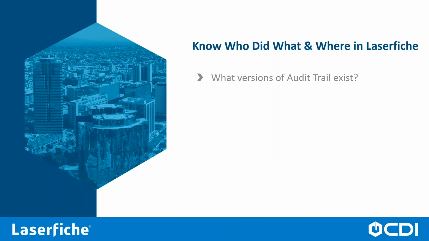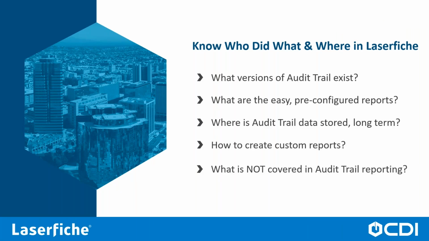So today we're going to be talking about what versions of Audit Trail exist. We are focusing on on-premises Audit Trail, not Cloud Audit Trail, FYI. So what are some of the easy pre-configured reports in Audit Trail? Where is Audit Trail data stored? How to create custom reports, and what things are not actually covered in Audit Trail.